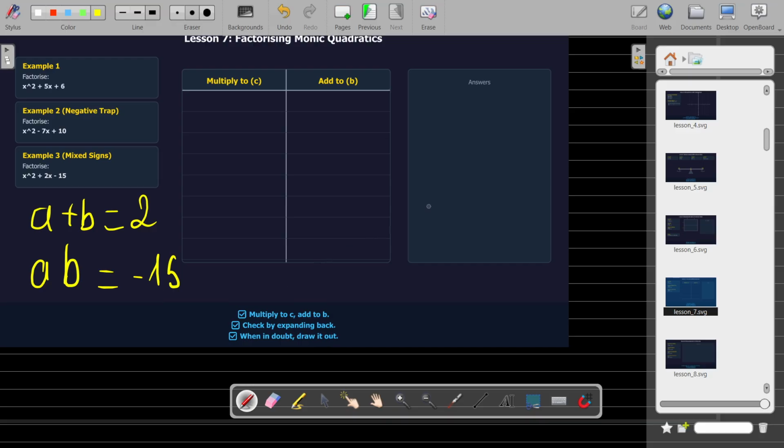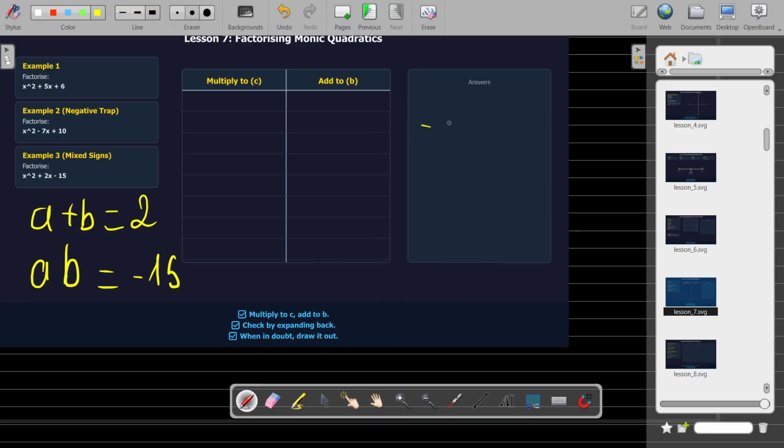Now the constant is negative 15. Now we need two numbers that multiply to -15 and add to +2. So for the product to be negative, the two numbers must have different signs. So it can be one positive, one negative, or one negative, one positive. It doesn't matter with the position. So we just need to find these two that multiply up to -15. So let's check our very first edge case.